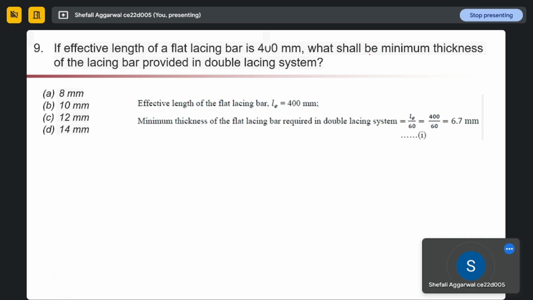So for us, the effective length is already given. Next, they are telling us what should be the minimum thickness of lacing provided in a double lacing system. In a double lacing system, thickness will be given by L effective divided by 60. So from LE by 60, we can get 6.7 mm.